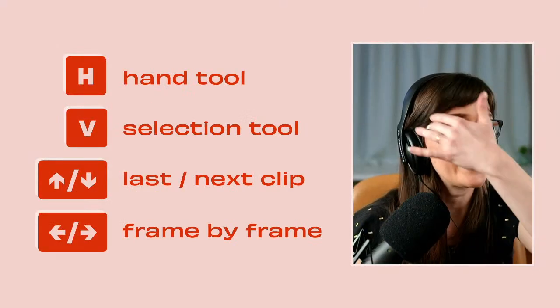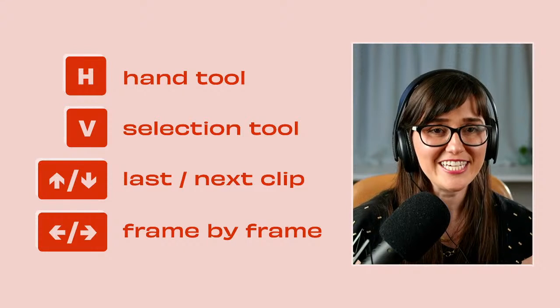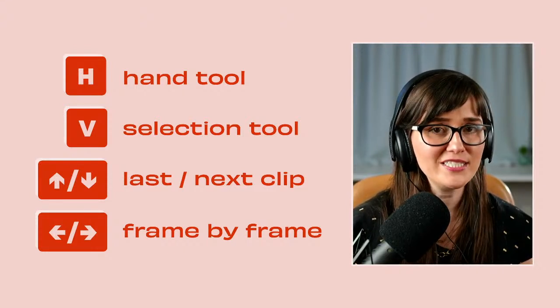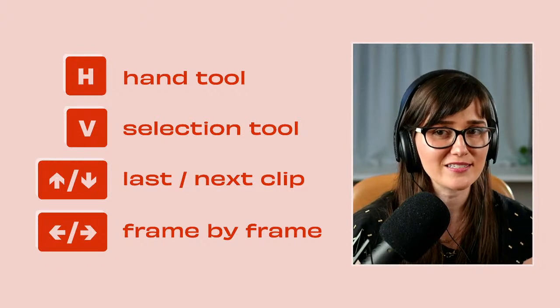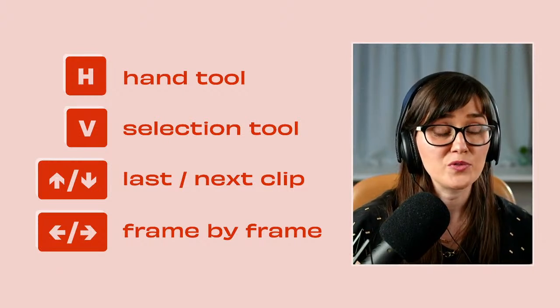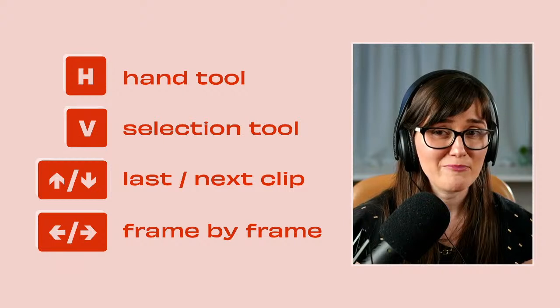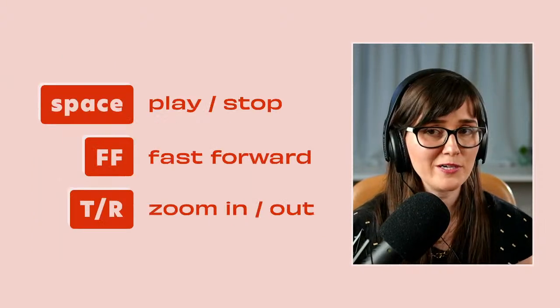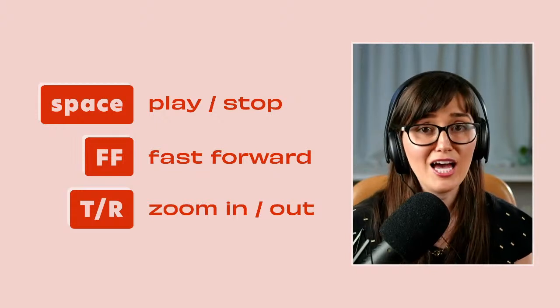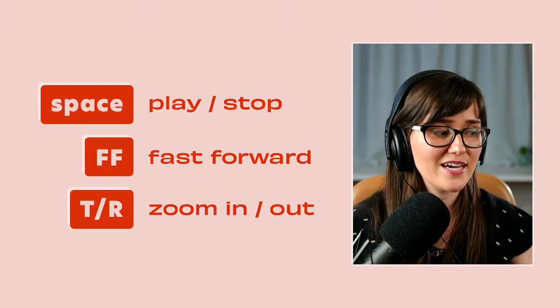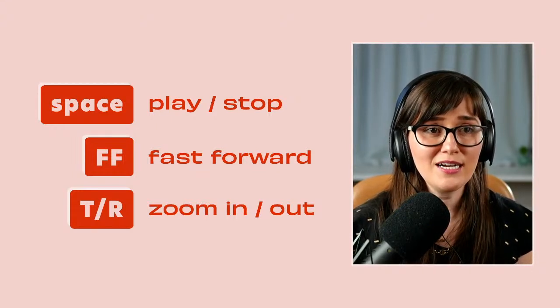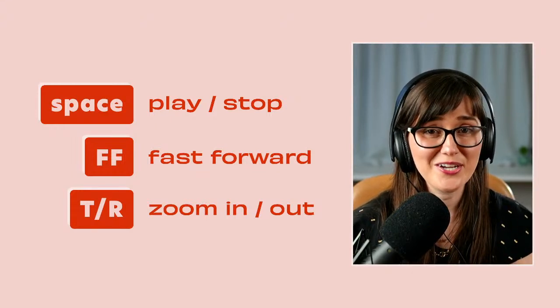So H is the hand tool. V is the pointer, the selection tool. Up and down is going to take you to the last and the next clip, so you're going to be able to go between clips. Left and right, you're going to go frame by frame. And then spacebar to play and stop your timeline. F for fast forward. And then T, zoom in, take me to that clip. R, retreat back. So now that we've gone through, you kind of know how to get around.